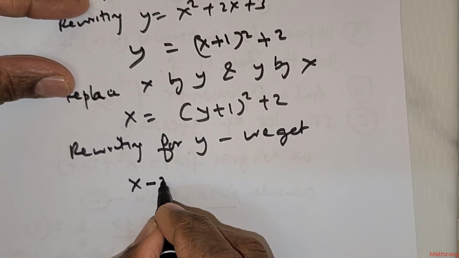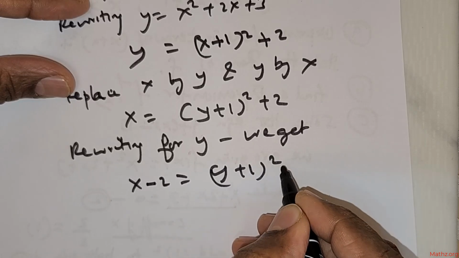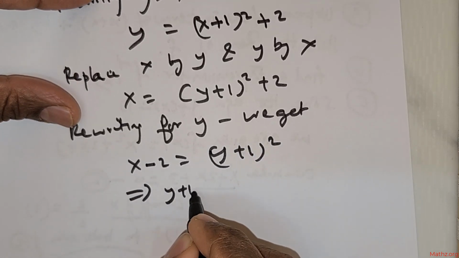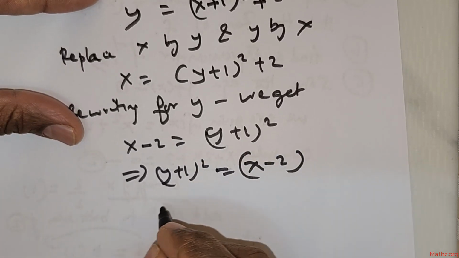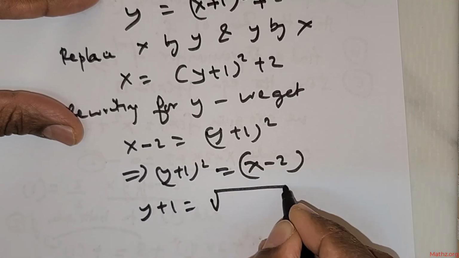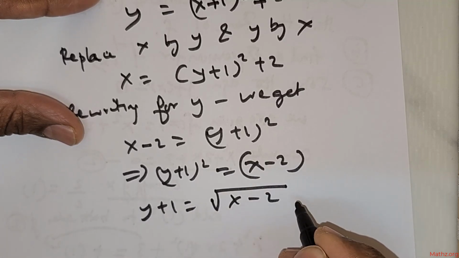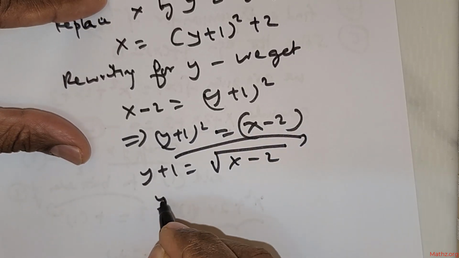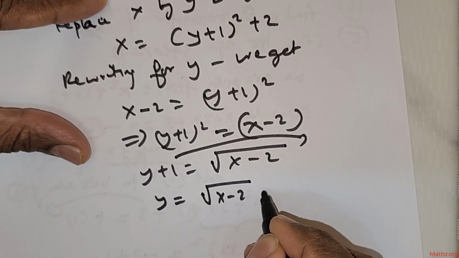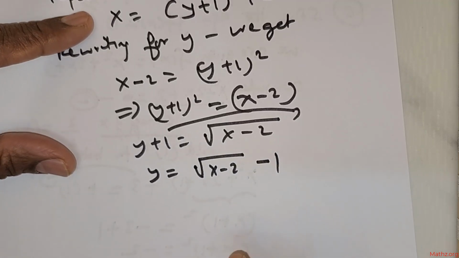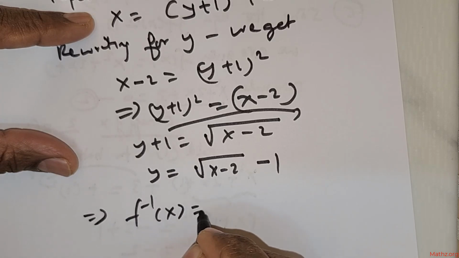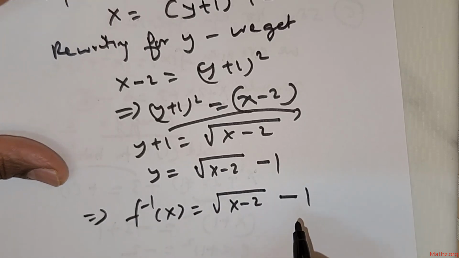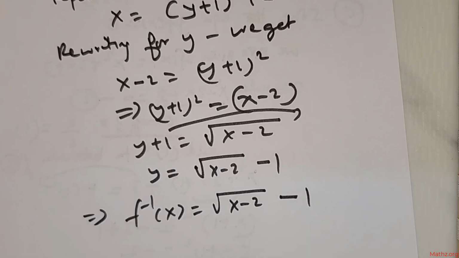x - 2 is equal to (y + 1) squared, which in turn means (y + 1) squared is equal to x - 2. You push the 2 to the other side, you get y + 1 is equal to the square root of x - 2. Now you move the 1 to the other side, you get y is equal to the root of x - 2, minus 1. Right? So this in turn would mean f inverse of x is equal to the root of x - 2, minus 1. So that is the solution that we are looking for.